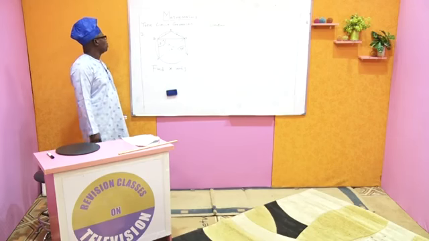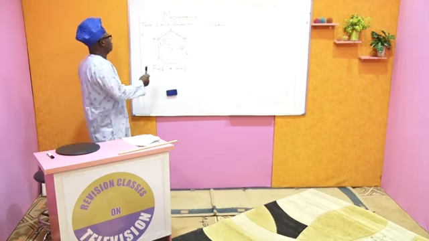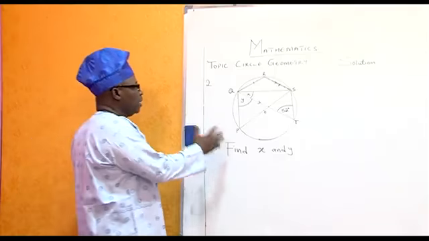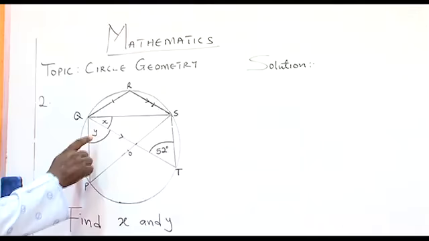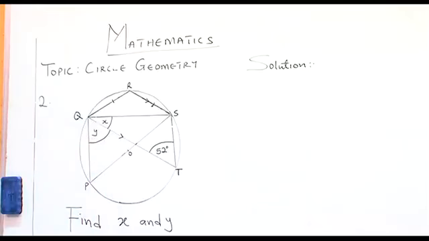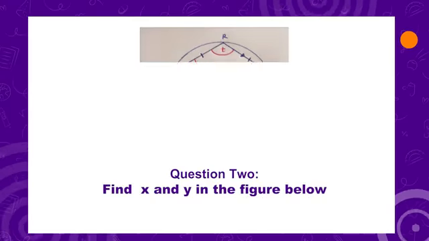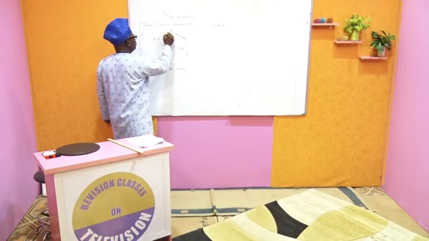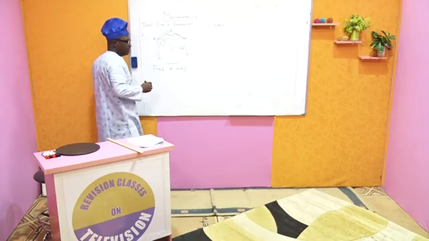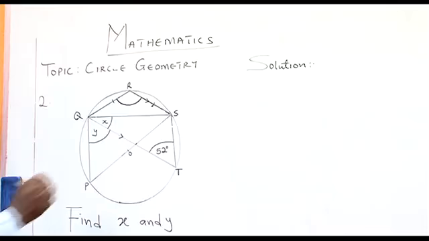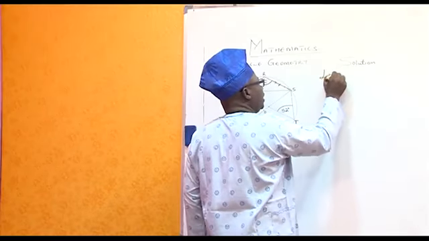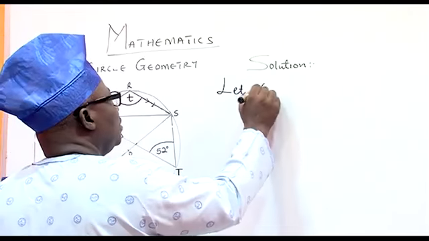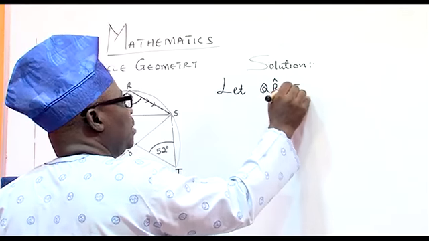Another question to illustrate the application of the circle geometry theorem. The particular question on the board, we are required to find the value of x and y. Now, how do we find the value of x and y? We can start by referring to this angle here as angle T. So this is T. So in my solution, I can say let that angle QRS be T.